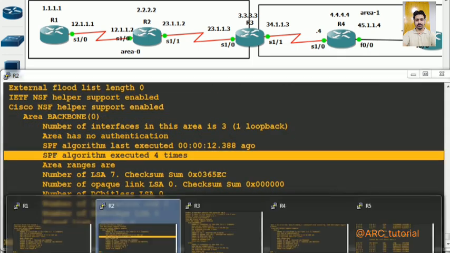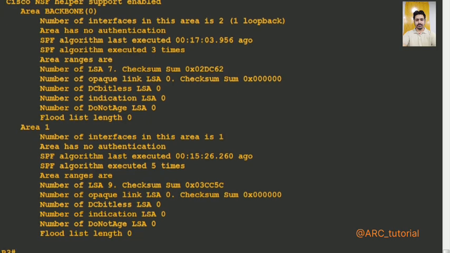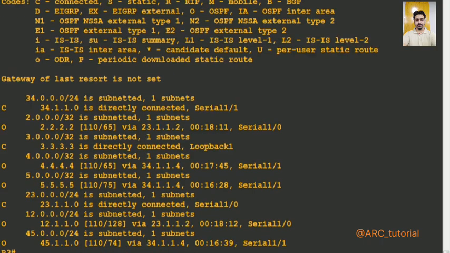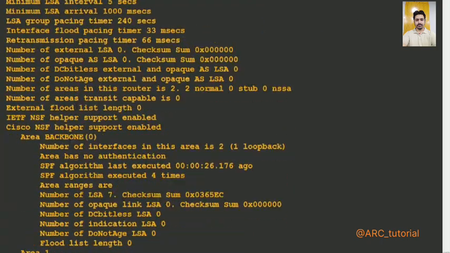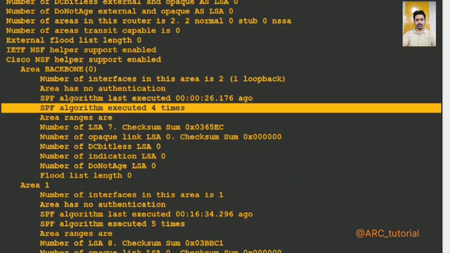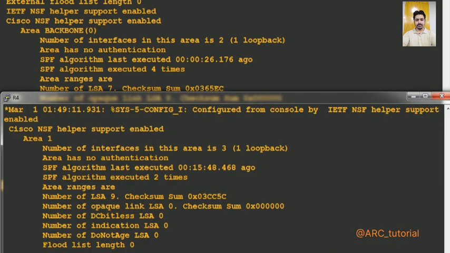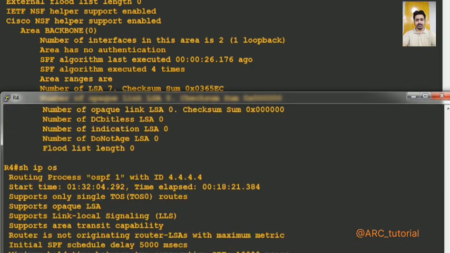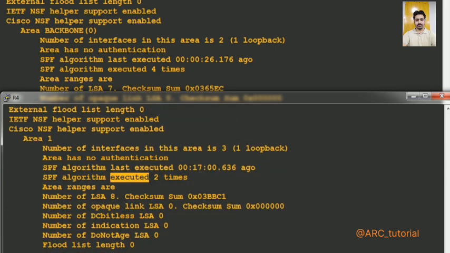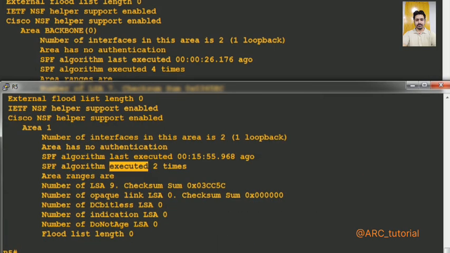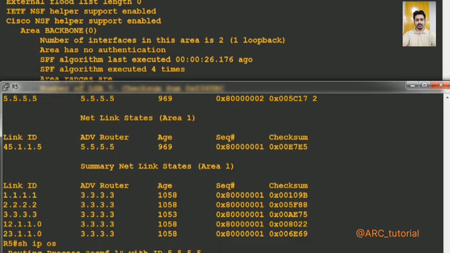Then move on R3 also. Show IP route. Do you have that 1.1.1.1 available here? No. Show IP OSPF. Previously for area 0 it executed how many times? 3 times, but this time 4 times. But for area 1 previously it was only 5 times, and now also it is only 5 times. There is no effect on area 1. Even you can move on R4 as well. Previously 2 times, and now also it must be 2 times. Even you can move on R5 as well. Previously it was 2 times, and now also it must be 2 times.